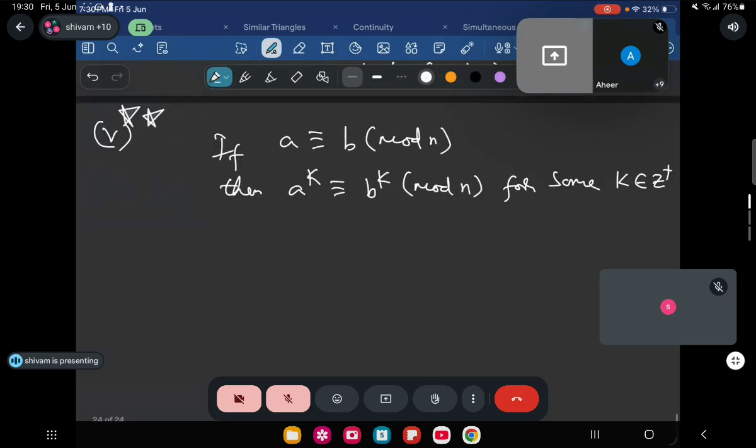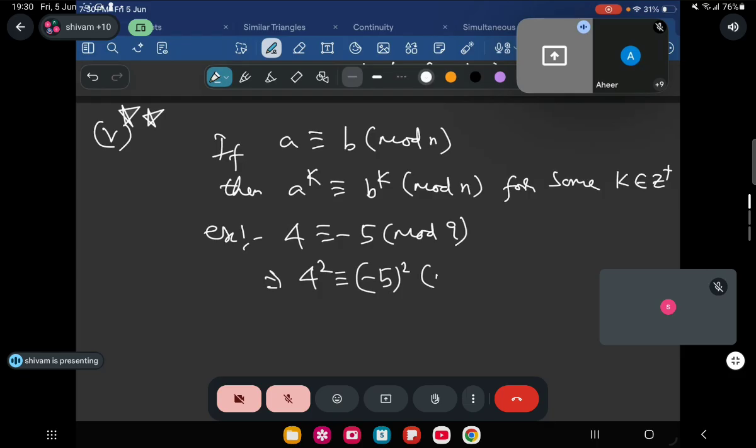Okay, for example, see 4 is congruent to minus 5 mod 9. I'm getting 4 is congruent to minus 5 mod 9. So we can say that 4 square is congruent to minus 5 whole square mod 9. Right. You see 4 square is 16. Minus 5 whole square is 25. 16 minus 25 is divisible by 9.